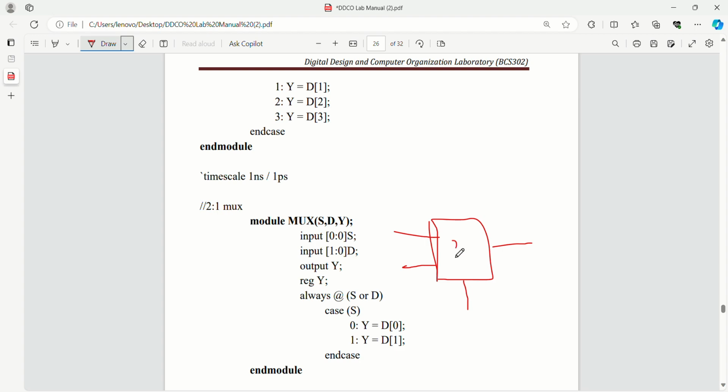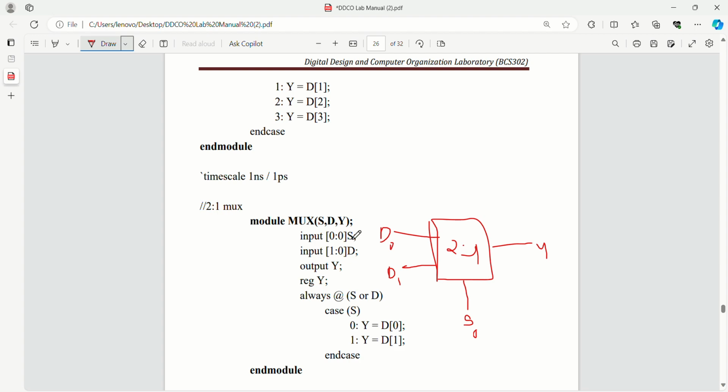Here the 2 to 1 multiplexer. So 2 inputs D0, D1, 1 select line S0, 1 output Y. This is the block diagram of 2 to 1. Let's see the program of 2 to 1.